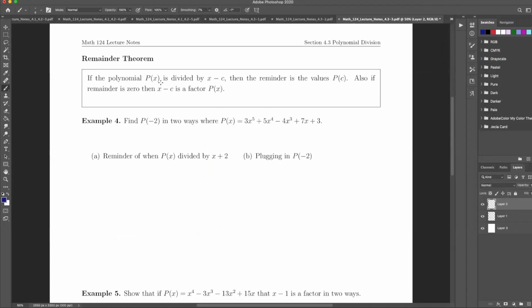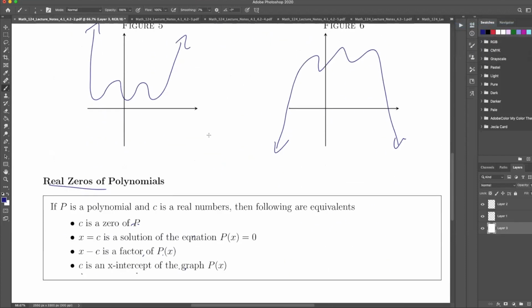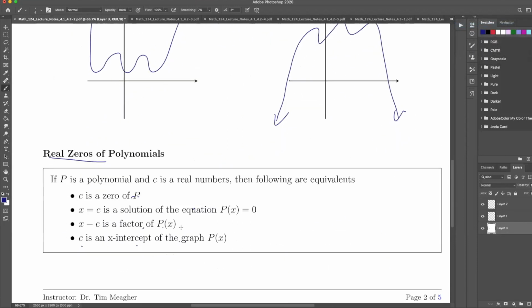Because at the end of the day, what we mainly choose polynomial division for is to factor really large polynomials. So factoring really large polynomials. If I wanted to factor this, and figure out that minus 2 is a factor, or a 0, remember what our zeros were? I remember that x minus c is a factor.